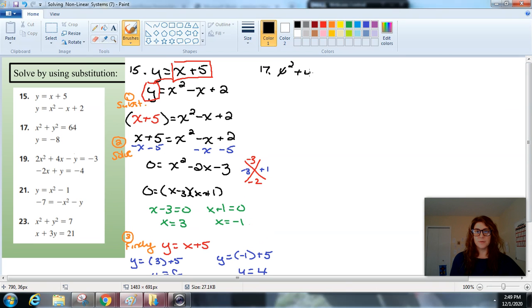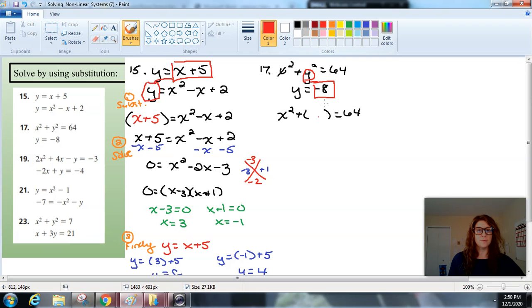Okay, let's take a look at number 17. So I have x squared plus y squared equals 64, and then y equals -8. We love these kinds of questions because I already know what y is. y is -8. It's a number. We like that. We're going to take it and plug it in to the y in the previous equation.